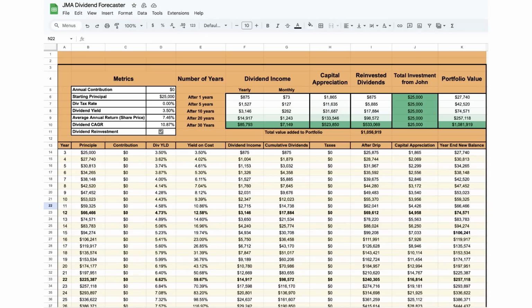For this strategy, John needs to invest around $25,000 in SCHD, which after 1 year is projected to be valued at $27,740. In 10 years, it's projected to almost triple to $74,571. Moving on to 20 years, this is projected to reach $257,118.